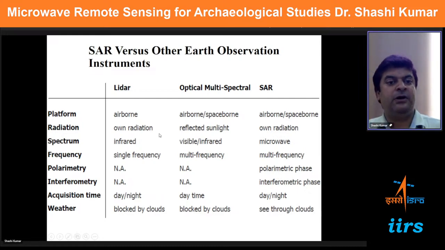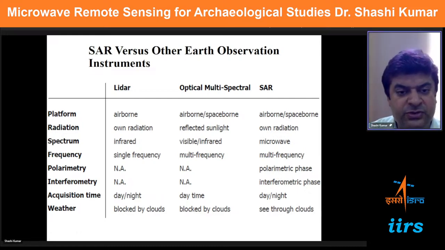Now, coming to the spectrum of the electromagnetic wave used in imaging, generally in LiDAR, the infrared range of the electromagnetic spectrum is used. In optical multispectral, it is visible and infrared, and in SAR, it is microwave. Frequency-wise, LiDAR can be operated on a single frequency, optical multispectral is operated on multi-frequency, and a single SAR sensor provides the data set in a single frequency. But when we use multiple frequency data sets from multiple sensors, we can get a multi-frequency data set.